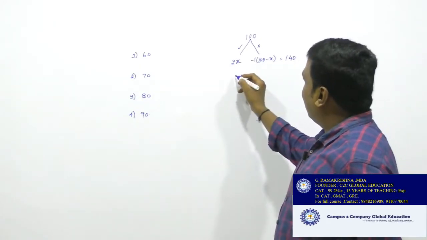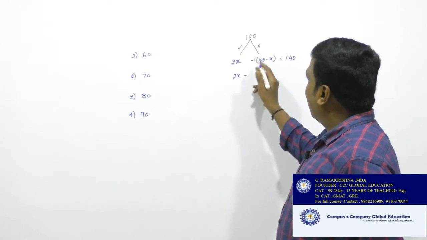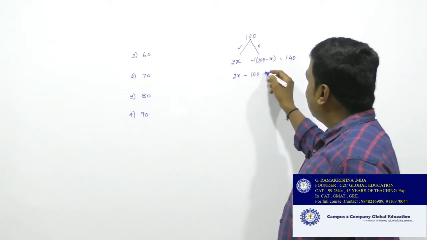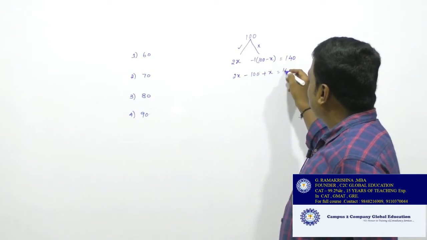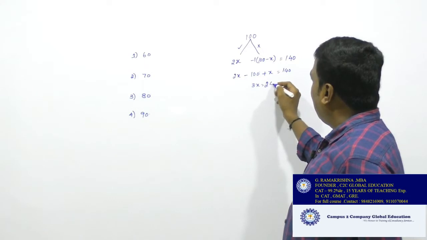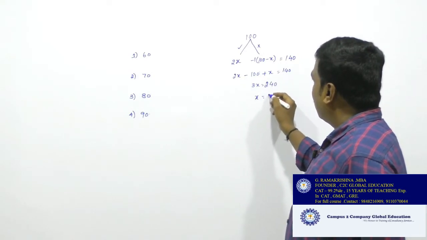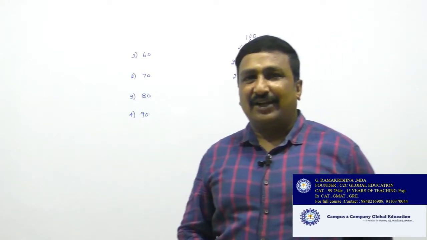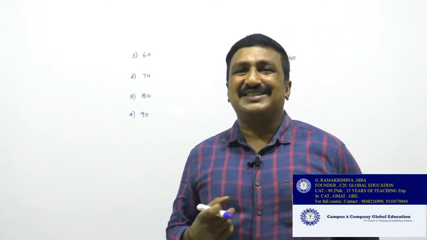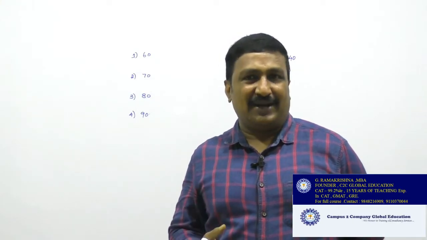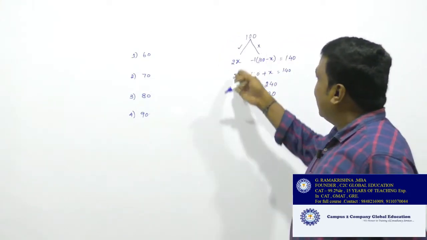So when you are subtracting, 2x minus 100 minus, and minus plus x, is equal to 140. So 3x is equal to 240, x is equal to how much will come? 80. So the number of questions attempted correctly is 80. So this is the systematic method. For beginners I am explaining very slowly and systematically, right? So this is the systematic method.